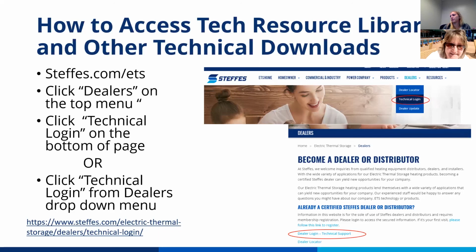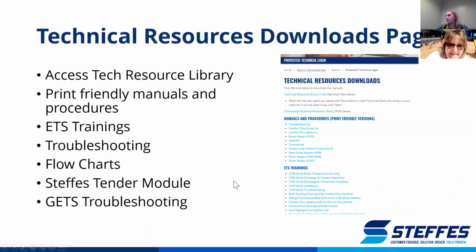Once you've been logged in and you've got your technical login, you can either go up to that dealer screen, click on it, and it'll give you the technical login, or you can go to the dealer login down at the bottom, and it says dealer login technical support. Once you click on either of those and log in, it's going to take you to the next screen, which will give you all the different manuals, procedures, ETS training information. So we have some pre-recorded trainings that you can watch. And up at the top, you'll see Technical Resource Library V7.03. And that's where you can download that one that we just went through.